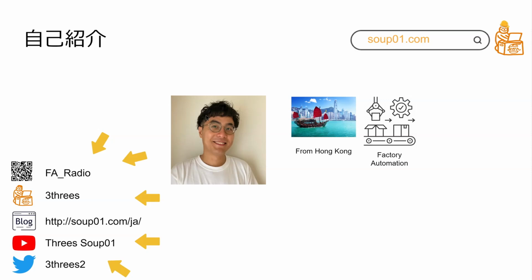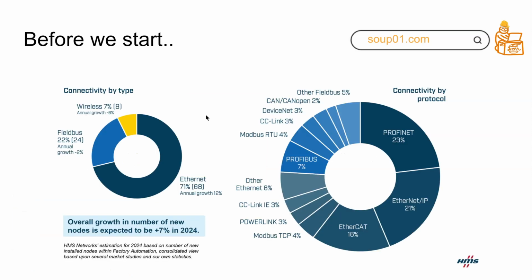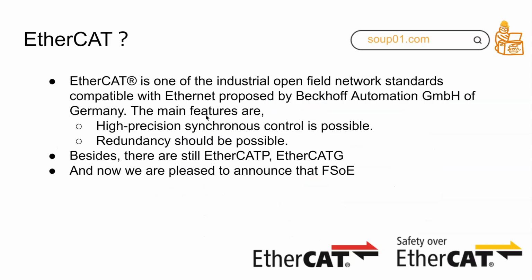Okay, let's continue. Before we start, I would like to share a chart that everyone sees every year. It shows how many nodes go out of the factory, and you can see the top three are ProfiNet, EtherNet/IP, and EtherCAT. EtherCAT is becoming more and more common in the market. The topic of this presentation is FSoE, Fail Safe over EtherCAT.